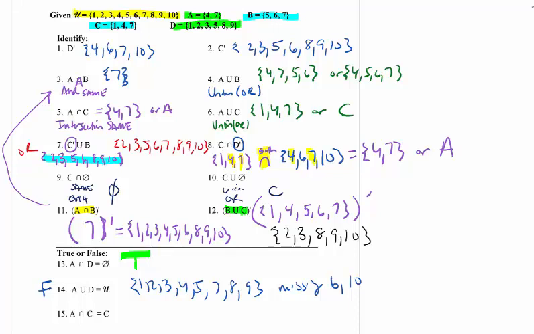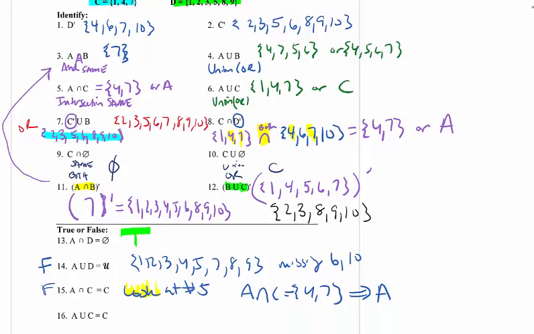Number 15 is A intersect C, which we actually did on number 5 above. So if you look at number 5 above, A intersect C was 4 and 7. That is equal to A, not C. So that's one you have to be careful on. The union of the two would be C, but the intersection of those two is A.